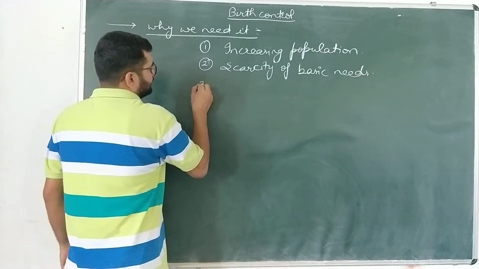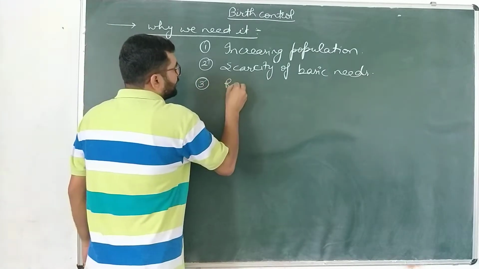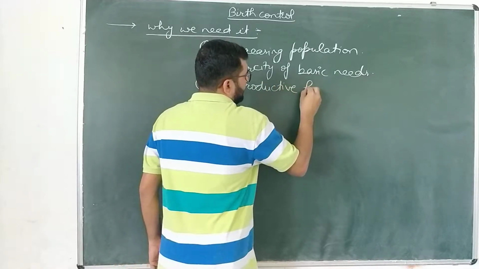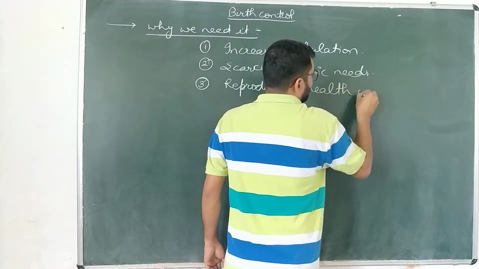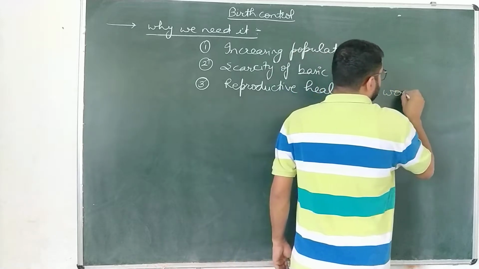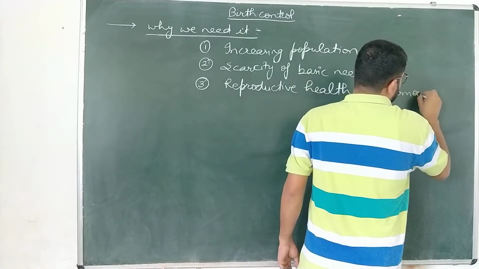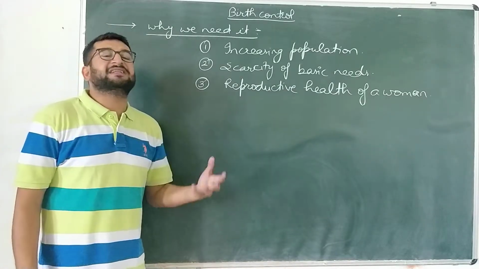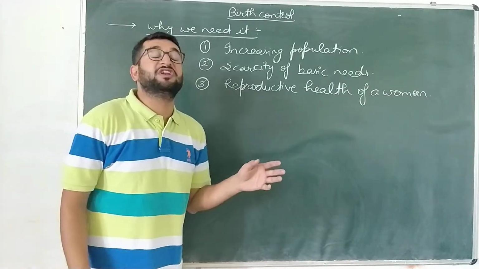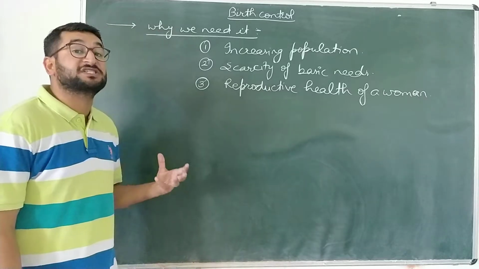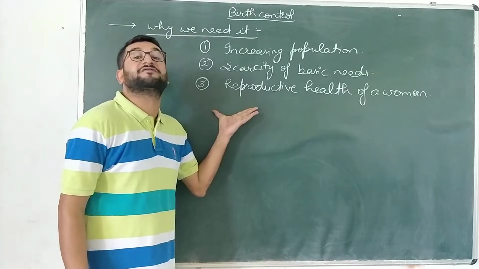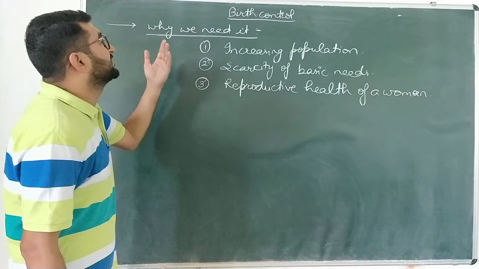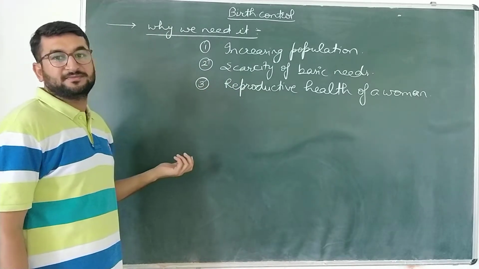Third, reproductive health of a female, of a woman. Excessive pregnancies or continuous pregnancy will lead to an adverse effect on the reproductive health of a woman. So to stop that, we require certain birth control measures.